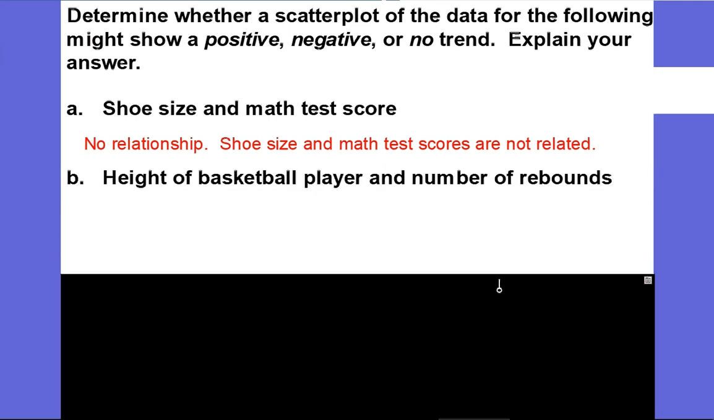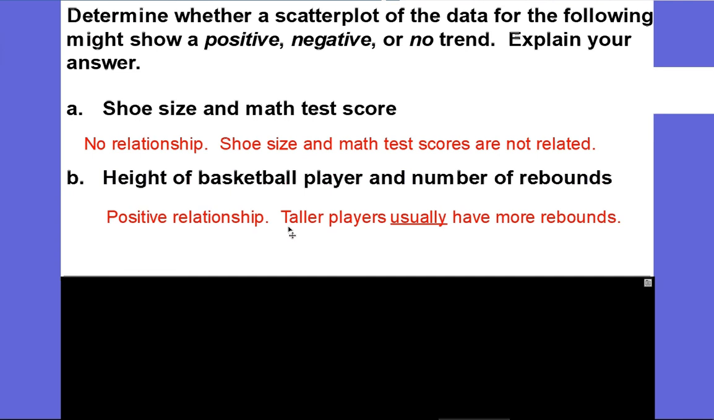For the second one, it says the height of a basketball player and the number of rebounds. So you're going to be always crashing those boards like your favorite NBA player, Dennis Rodman. And yes, it's a positive relationship: taller players usually, not always, but usually have more rebounds. The ones that are more determined and hard working, they get the boards.